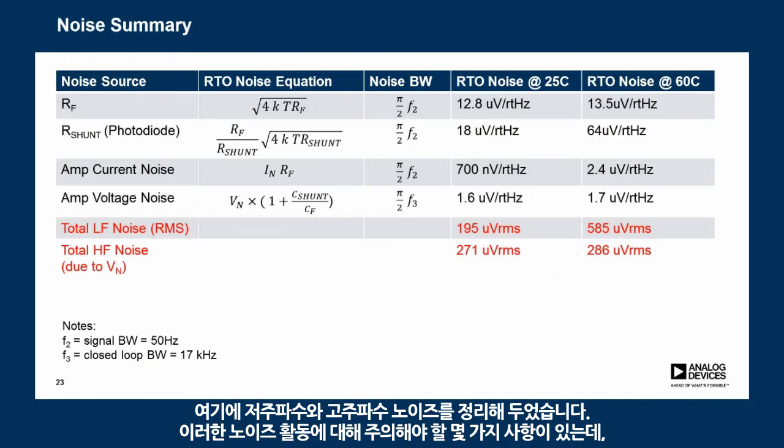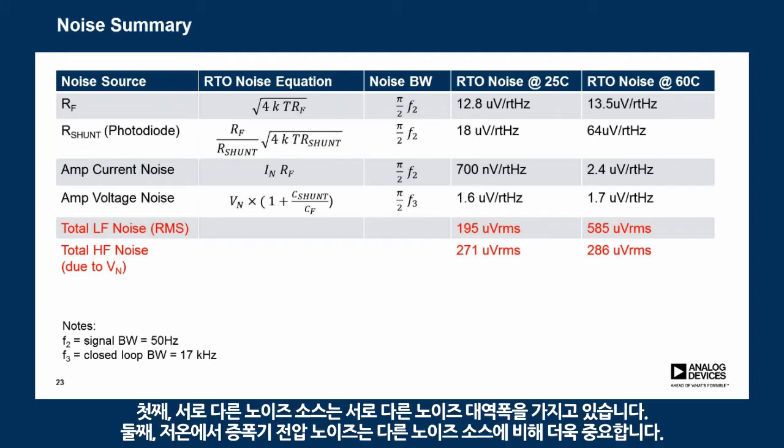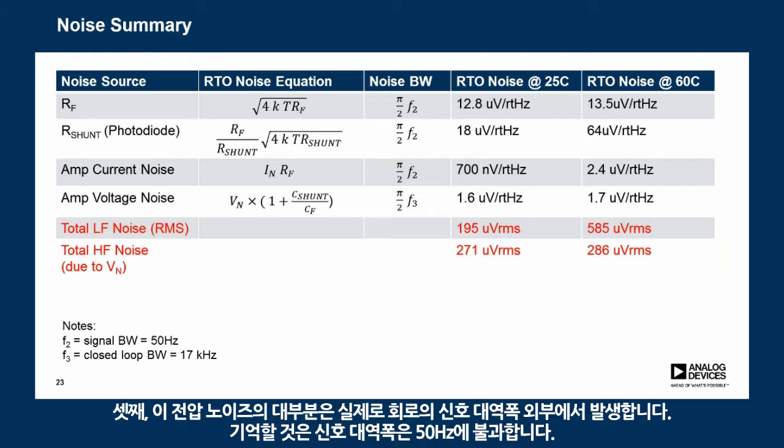So here's a summary of that low frequency as well as high frequency noise. And a few things to note with this noise exercise. Well, actually 3 things I could think of. Well, first, different noise sources, they have different noise bandwidth associated with them. Second, at low temperature, the amplifier voltage noise is more significant compared to any of the other noise sources. And third, majority of this voltage noise actually happens outside the signal bandwidth of the circuit. Remember, the signal bandwidth is only 50 Hertz.